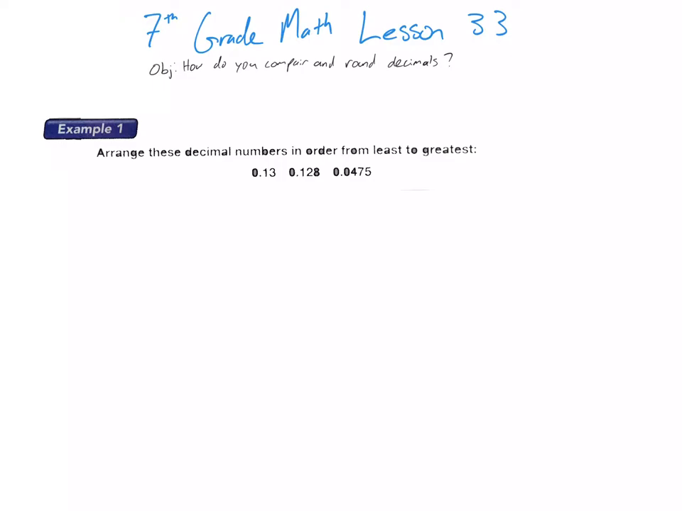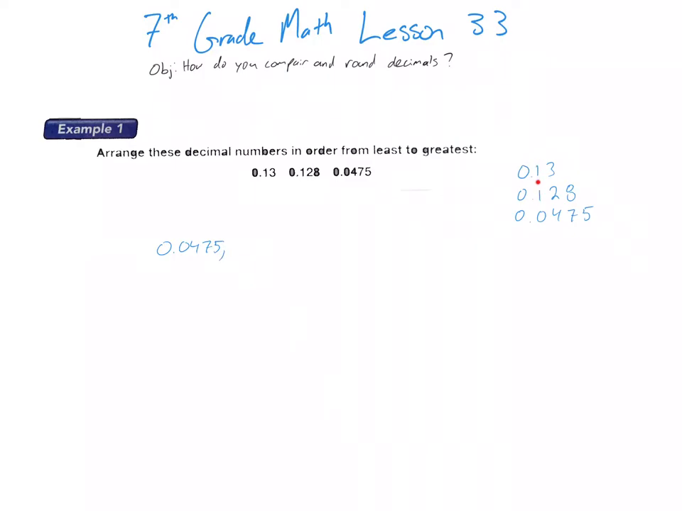So the easiest way to do that is to line them all up with the decimal points lined up. So this first one is 0.13, 0.128, 0.0475. What we're going to look at is the ones furthest to the left. Since all of these are zeros, we're going to move to the next number. Okay, so these two are ones, and this one is a 0. Since this one's a 0, this is going to be the smallest number. So I'm going to write this one first. 0.0475.